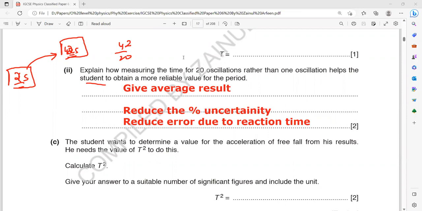Then you have to determine t squared. So if t was 1.01 seconds, what will be the value of t squared with a suitable unit? It will be 1.02 seconds squared. Sorry, sir, it is 1.01 or 1.02? This one is 1.01. So, it will be 1.02 seconds squared.